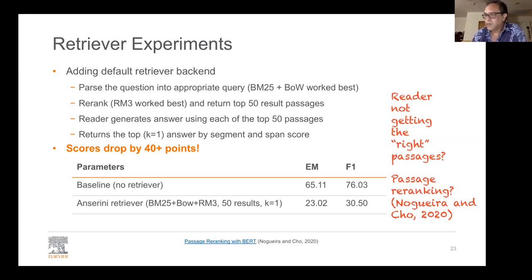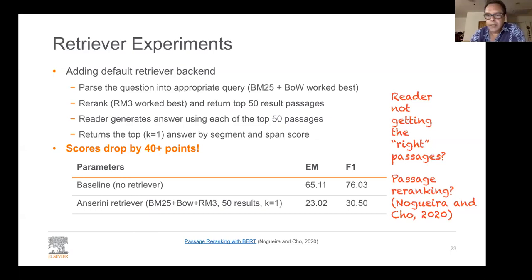Initially the drop was quite concerning, and the first thing we thought of was that we were doing something wrong. So we checked, and we were not. Then we started thinking, what could be the reason? One of the hypotheses was that it's not getting the answer spans it needs, and that turned out to be true.